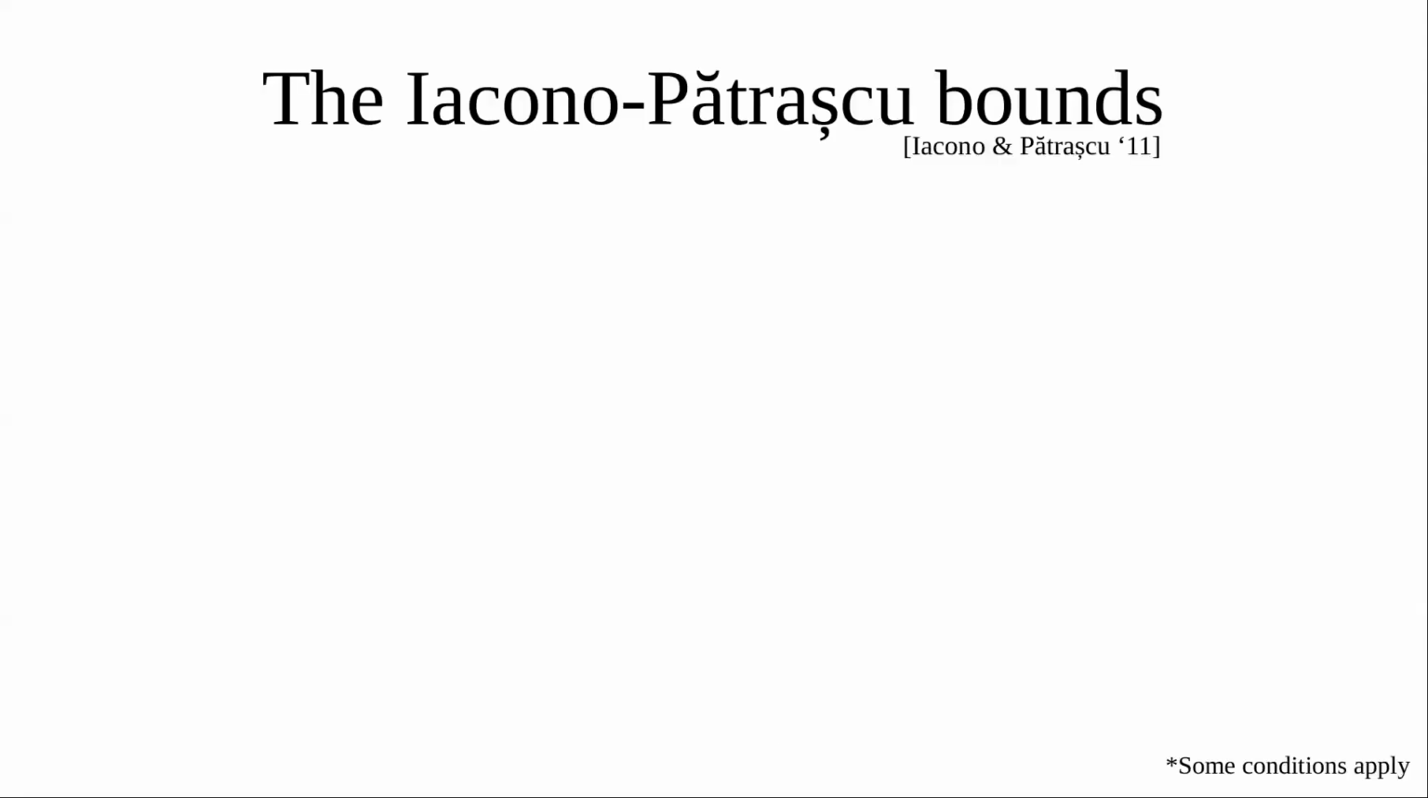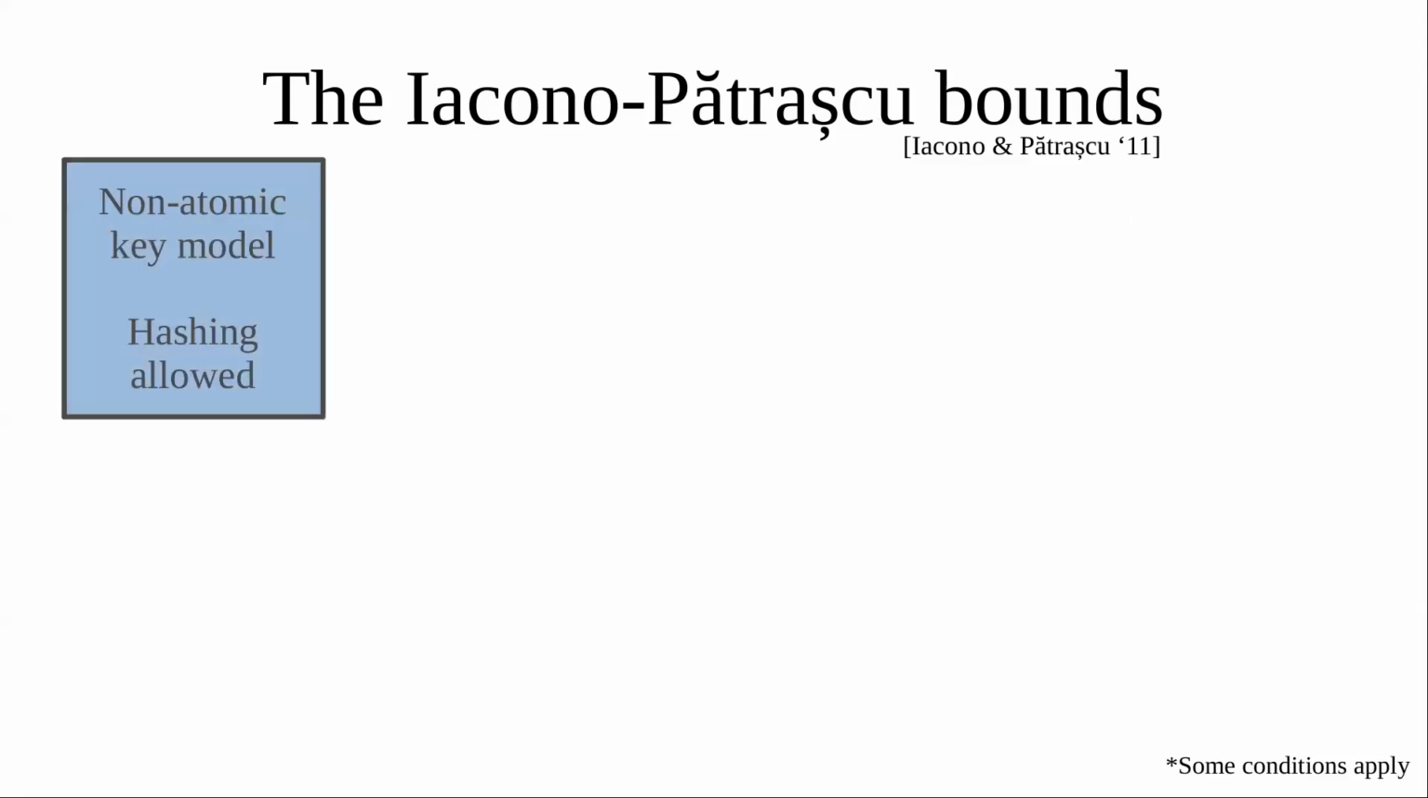All right, so that was where things stood for a long time, and that's where they really are still in terms of comparison-based dictionaries. But if you allow yourself to do hashing, then there are more recent results, which really broke open a whole new avenue of designing dictionaries. So this is the Iacono-Pătrașcu lower bound. And here we're going to allow hashing.